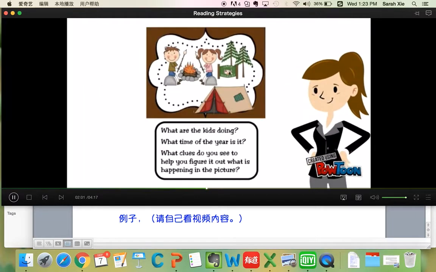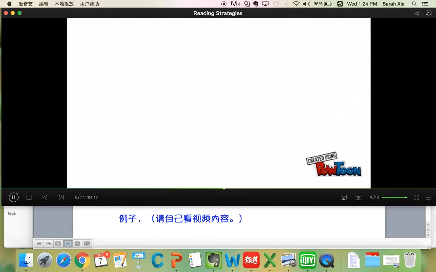For example, if you look at a picture, what does it tell you? What are the kids doing? What time of the year is it? What clues do you see to help you figure out what is happening in the picture? That is inferring, something that the author doesn't tell you, but that you can think what it is.